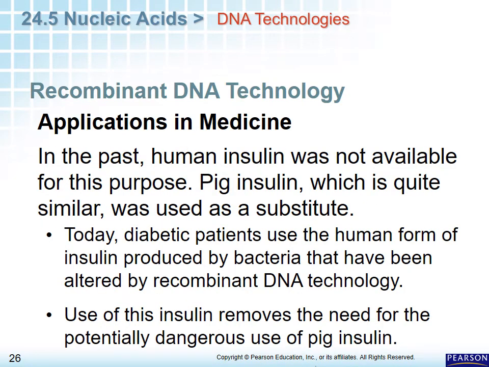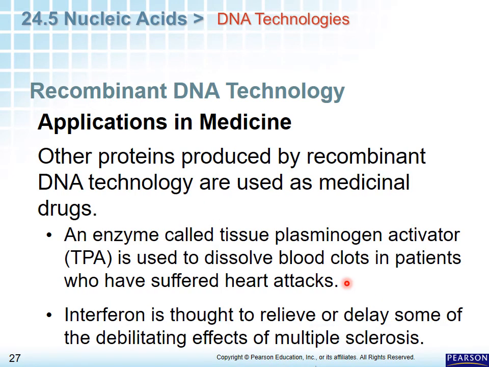Now, in the past, human insulin was not available for this purpose. Pig insulin was used as a substitute, which is quite similar. Remember, in the past when human recombinant DNA insulin was not available in the market, we normally used pig insulin, which is quite dangerous for the health of humans. But nowadays, diabetic patients use the human form of insulin produced by bacteria that have been altered by recombinant DNA technology, which we discussed in the previous slide.